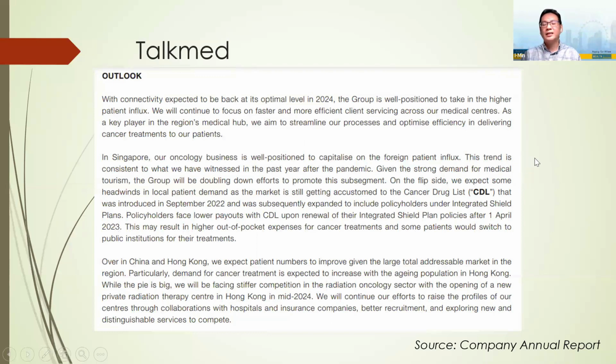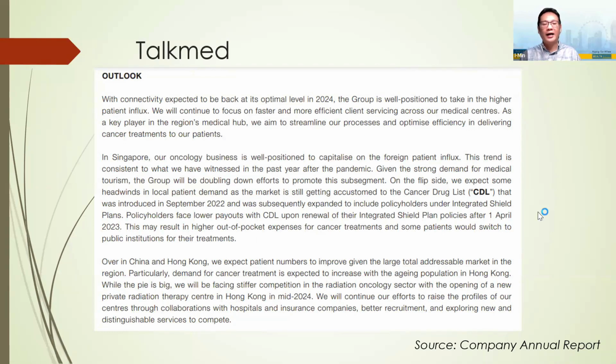They provide medical tourism services. Down here, you actually mentioned that medical tourism is coming back, in fact there is strong demand for medical tourism. However, because of the cancer drug list, they may be affected slightly. So the growth story is basically recovery from the pandemic. Medical tourism is back in Singapore. Of course, we know during the COVID period, a lot of Indonesians and Vietnamese couldn't come in to seek treatment as easily as before. Now they are coming back. So that's one growth point for them.